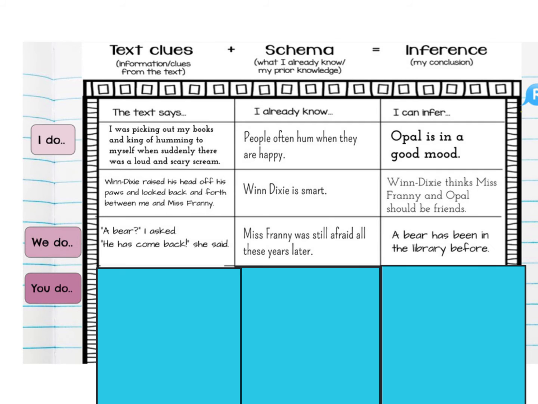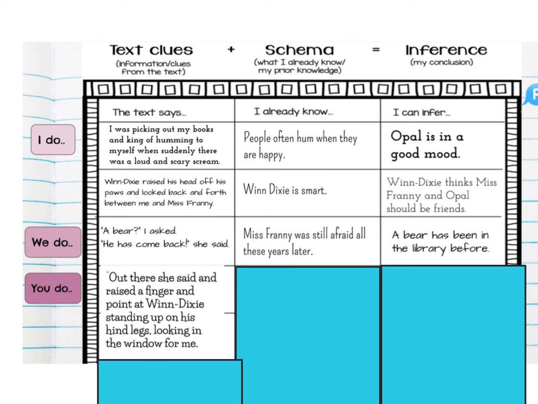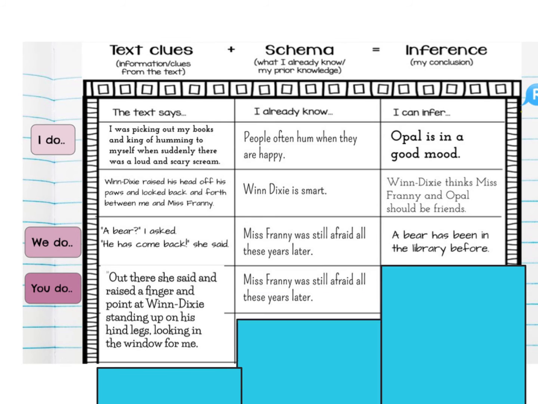And here's our last one, and then you guys are going to begin your small group practice. I want you guys to look at this one with me. Out there, she said, and raised a finger and pointed at Winn-Dixie standing up on his hind legs looking in the window for me. Listen to that clue. So now I'm thinking about what I already know.